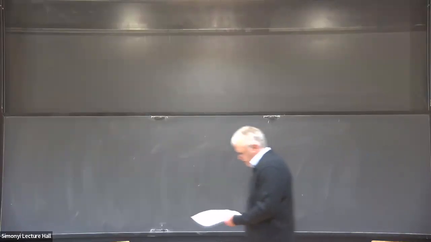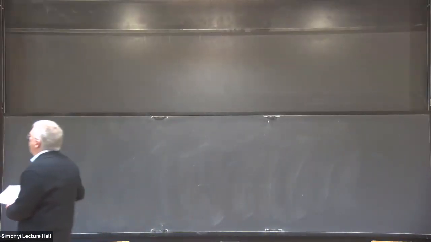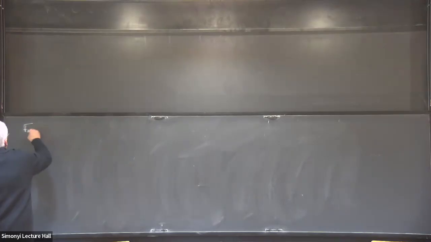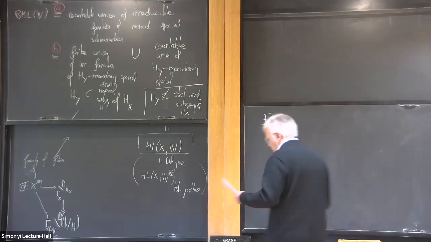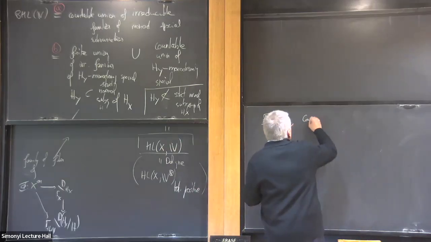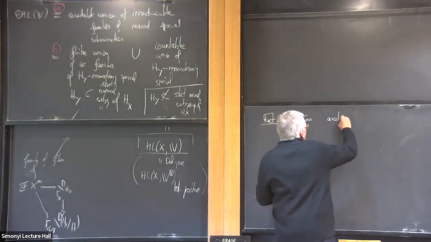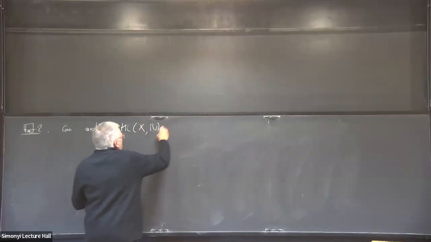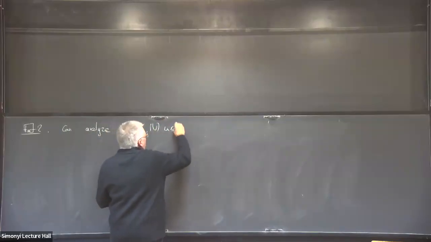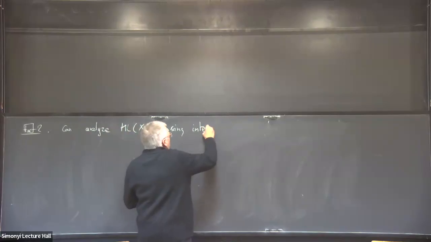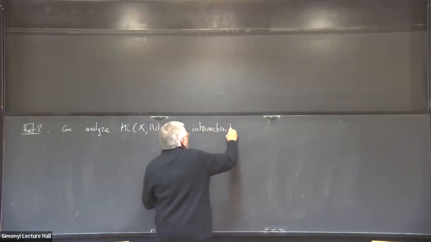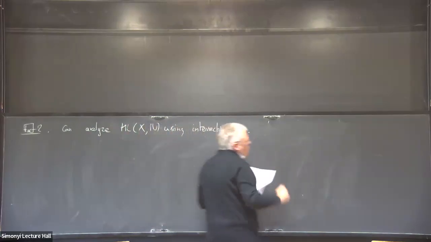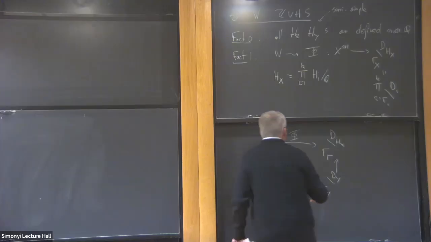All right. So now, what is the second fact? Fact 2 is that using the period map, we can continue the analysis of this using intersection theory. Well, exactly because of this diagram.